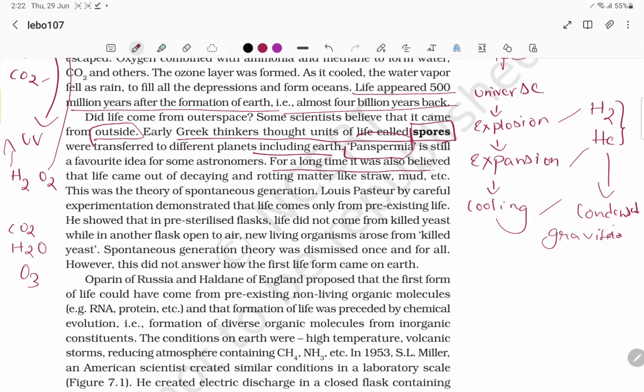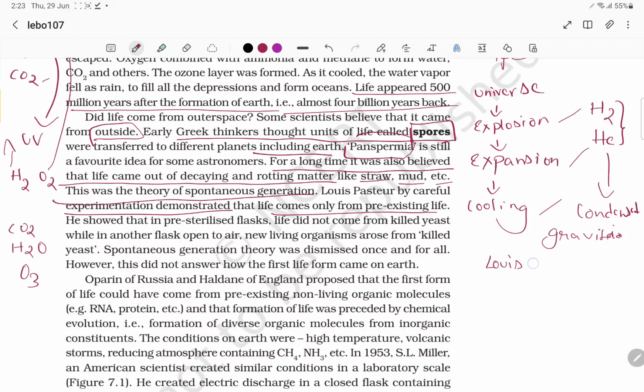For a long time it was also believed that life came from decaying and rotting matter like straw, mud, etc. We call this the theory of spontaneous generation. But Louis Pasteur disagreed with this by an experiment. Louis Pasteur carefully demonstrated that life comes only from pre-existing life. He had taken two flasks. One is a pre-sterilized flask. He saw that life doesn't come from the killed yeast.